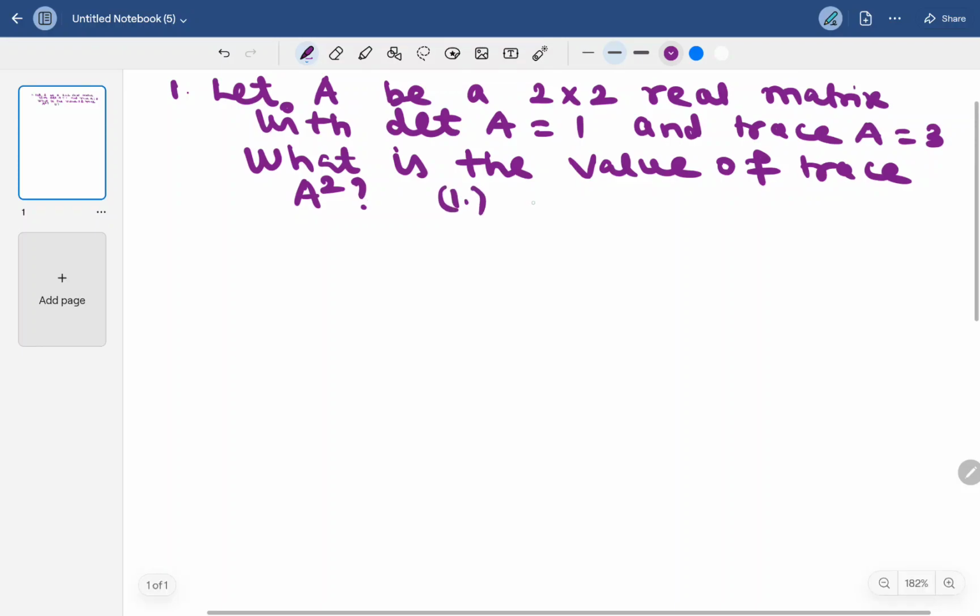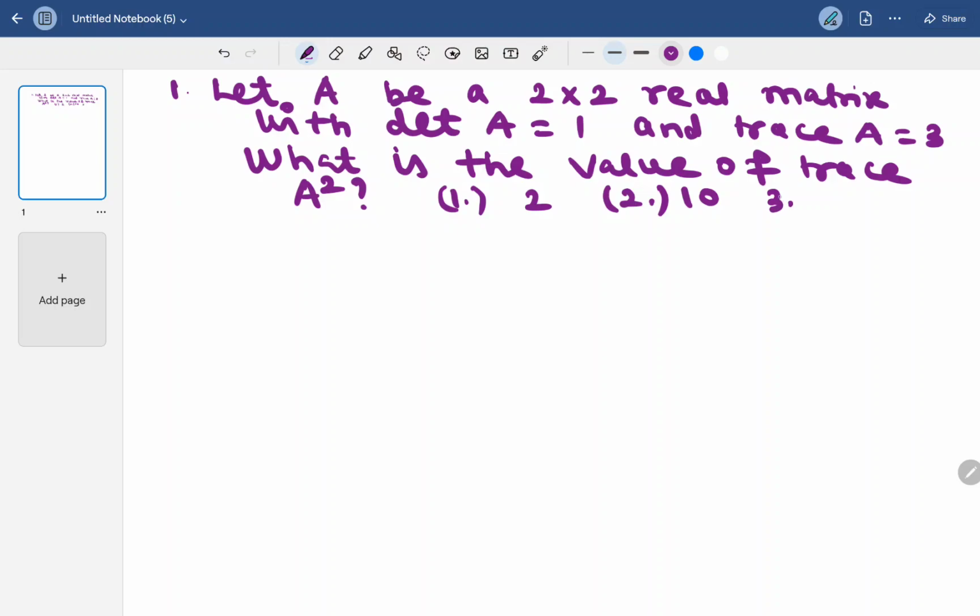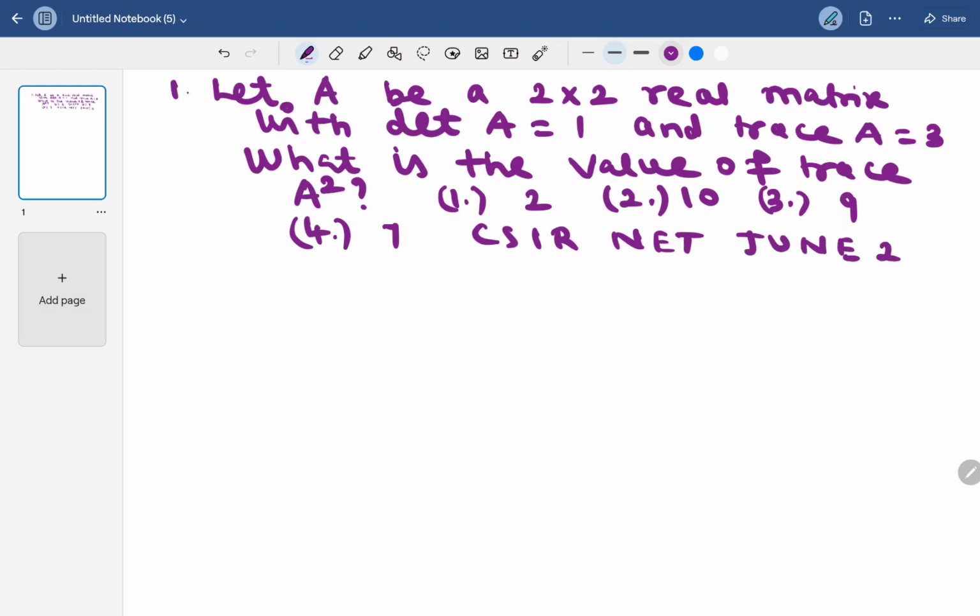First option 2, second option 10, third option 9, fourth option 7. This was asked in CSIR NET June 2020.